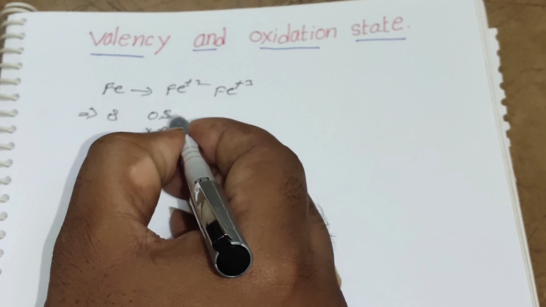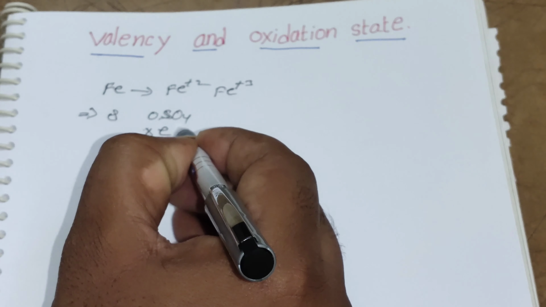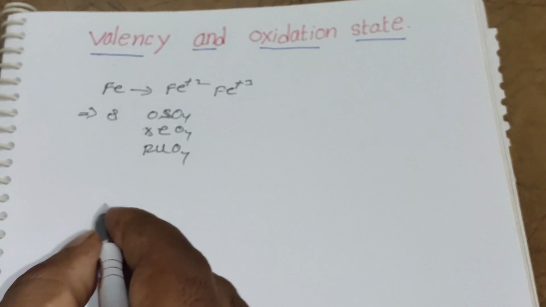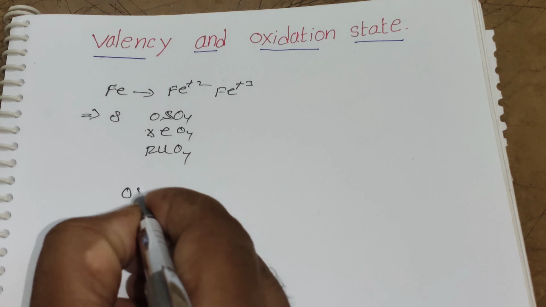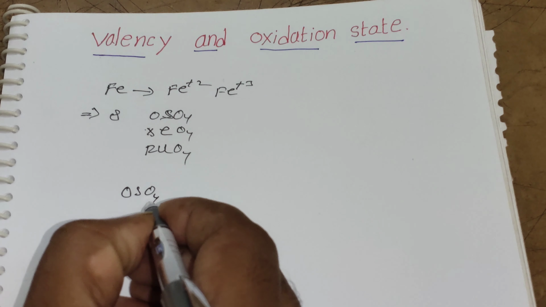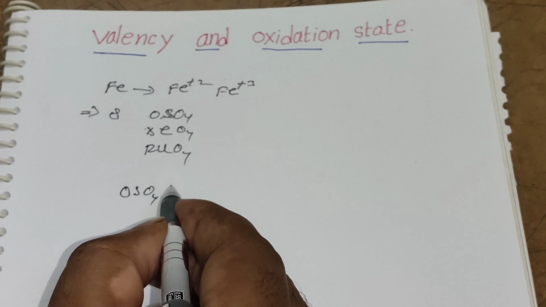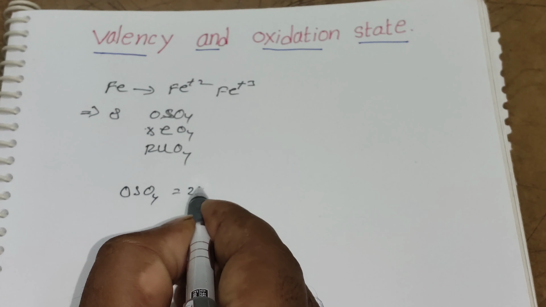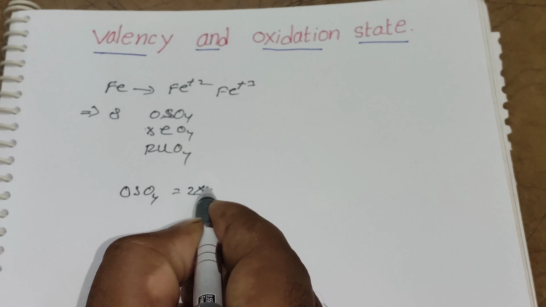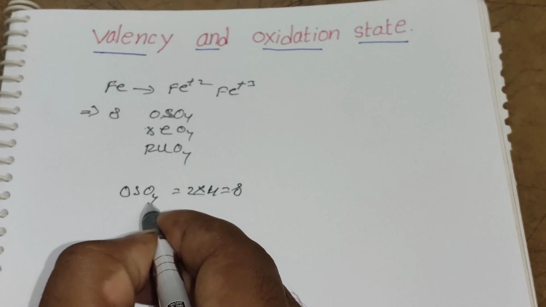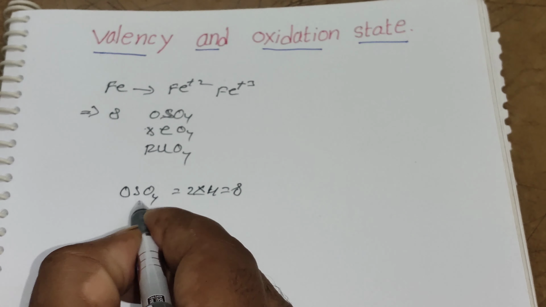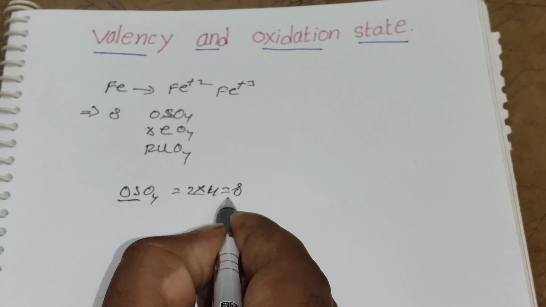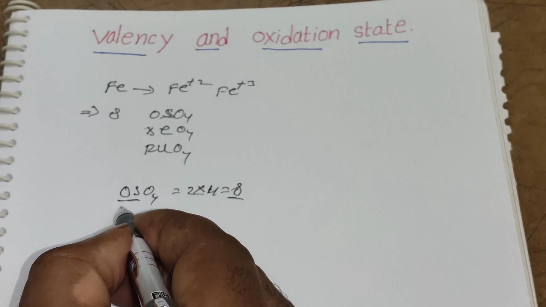So osmium is available in OsO4, and XeO4 and RuO4. In OsO4 there are 4 oxygens, and each oxygen has valency 2, so 4 into 2, that is 8. So the total oxygen valency here is 8. So the valency of osmium is 8. So the highest oxidation state is in osmium.